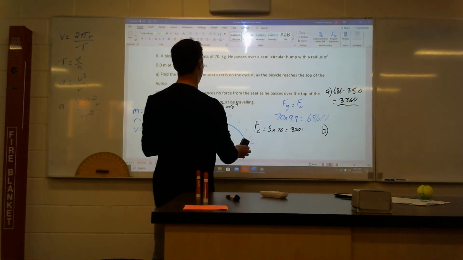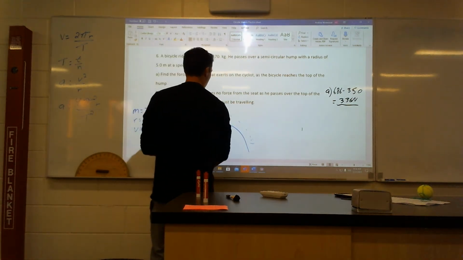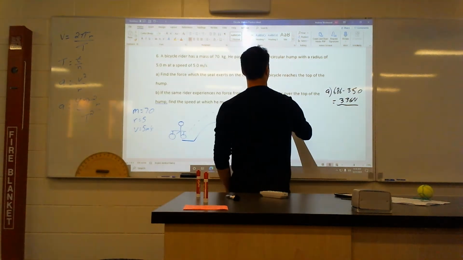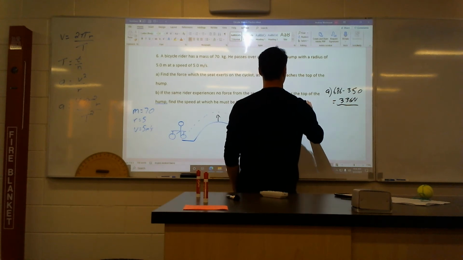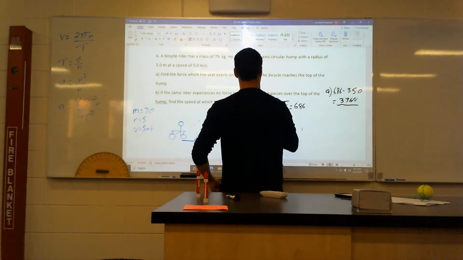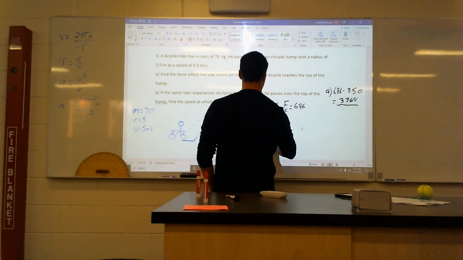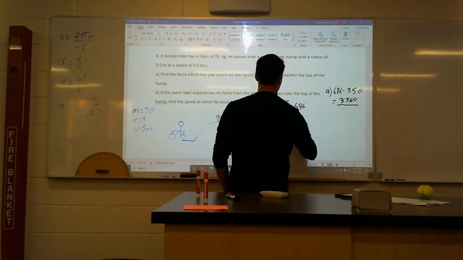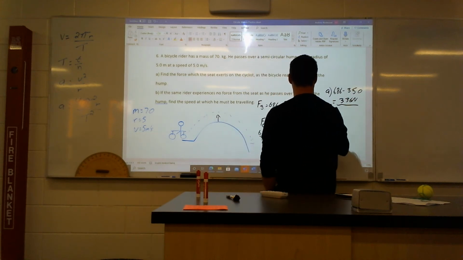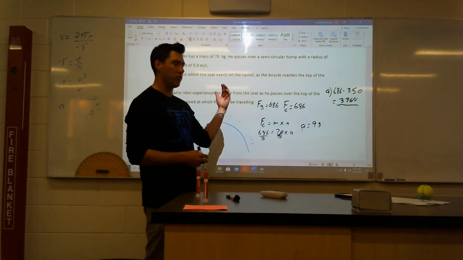Okay? So I'm going to erase a little of this right now. So again, force of gravity equals 686, which means my centripetal force also has to equal 686. If I work backwards, centripetal force equals mass times acceleration, which means 686 equals 70 times a. When I do that, I get an acceleration of 9.8. Surprise, surprise. I just have to basically cancel out the acceleration of gravity.